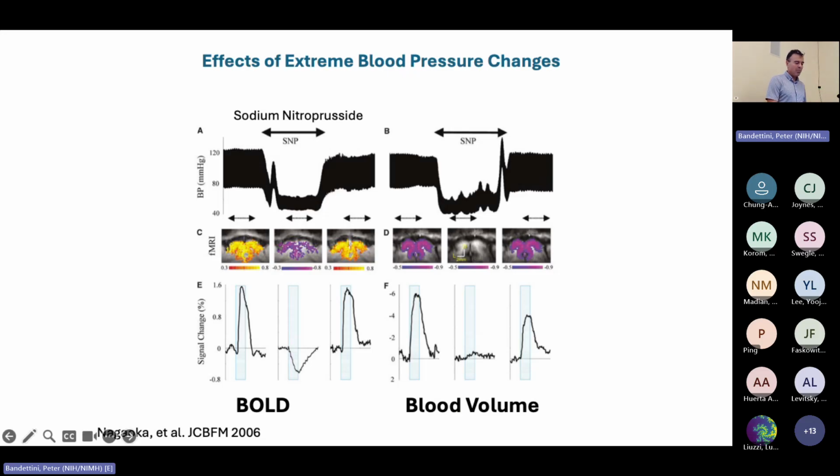And if you bring back the higher blood pressure, the response is just fine. And with blood volume, there's barely any blood volume response. You don't expect it to go negative, but it's just hardly any blood volume response.